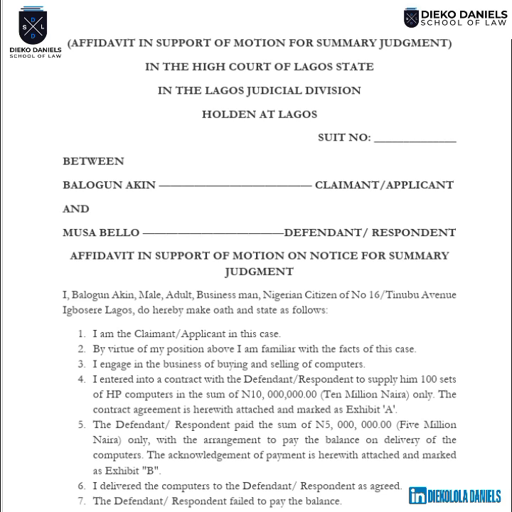So for example, of course, he could have said that I engage in buying and selling of computers, and on so-and-so day I entered into a contract with so-and-so person, and then you tell all the story in one paragraph, of course. But no, that is not how to draft an affidavit. When you are drafting an affidavit, you must go paragraph by paragraph.